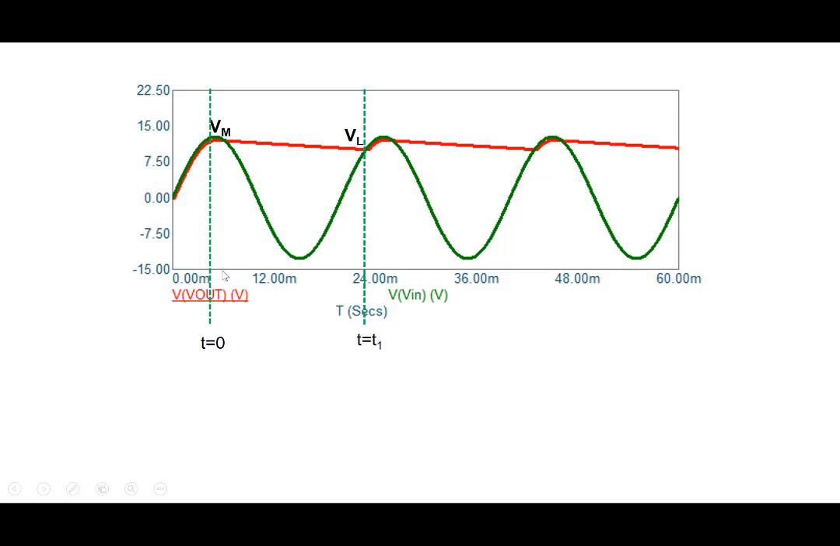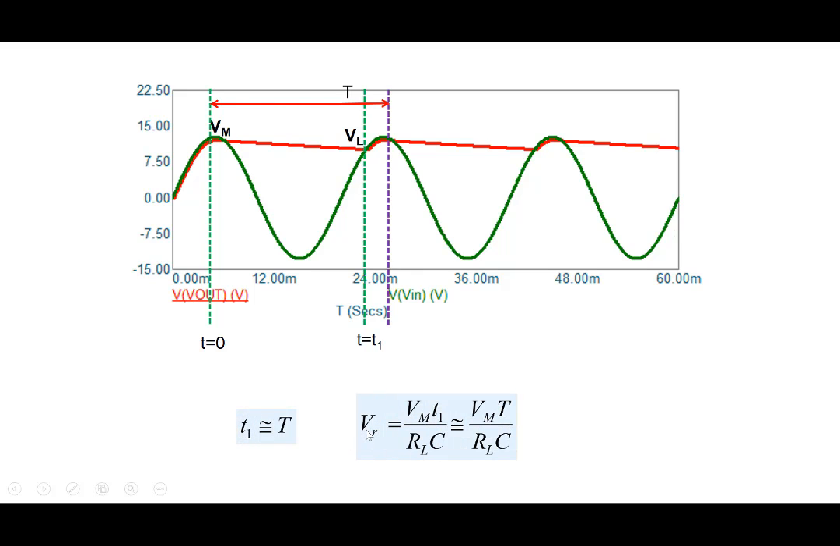And therefore, the period from 0 to T1 is almost equal to the time period that you see here. So that's the next approximation that we'll make: instead of doing a very accurate calculation for T1, we'll assume that T1 is very close to T. So T1 is almost equal to T, and therefore V ripple, which we had calculated as Vm T1 by RLC, we will substitute the time period T instead of T1, and we know that 1 over time period is frequency, so we can obtain this particular expression for the ripple voltage here.